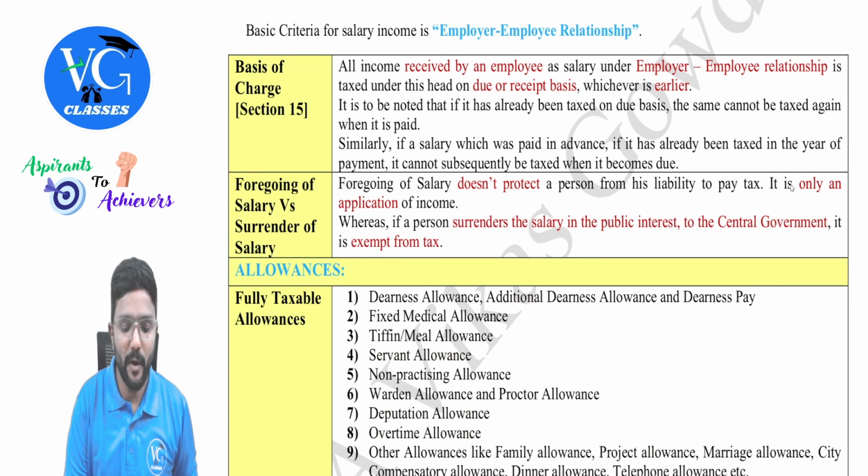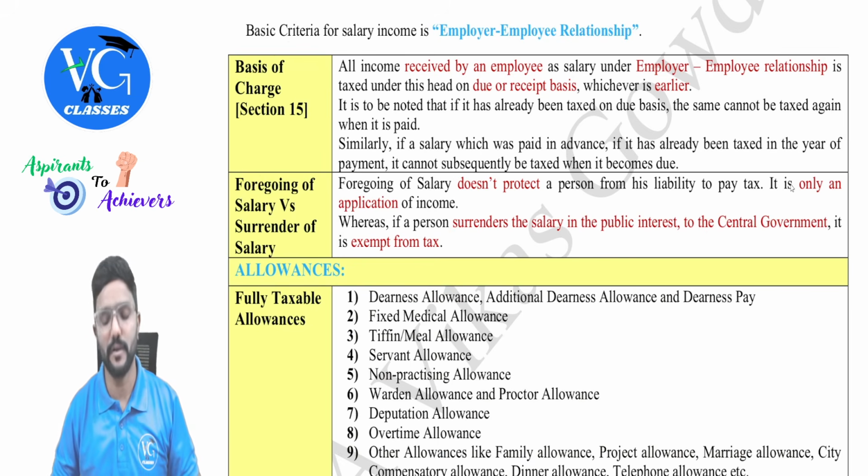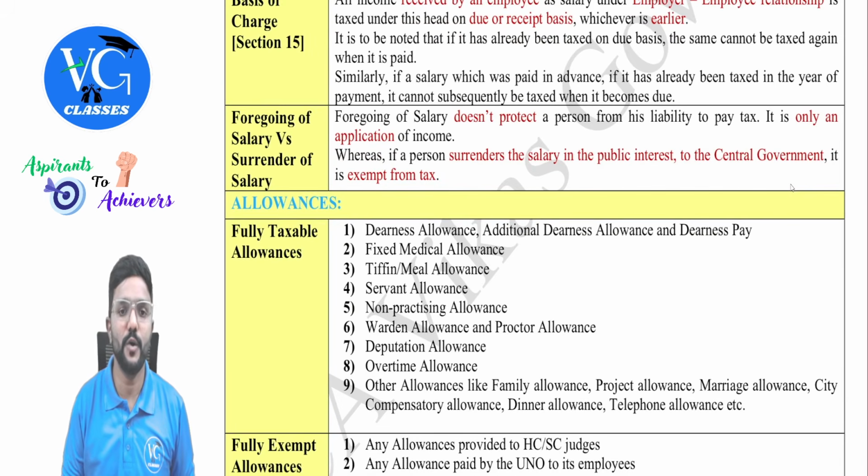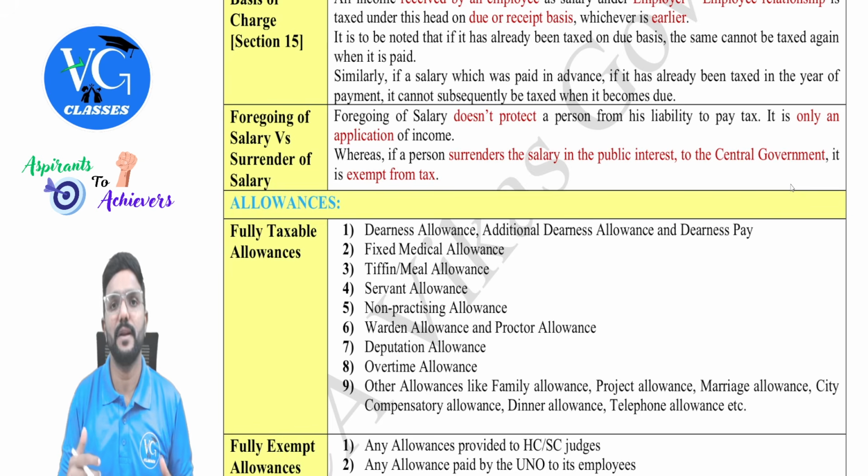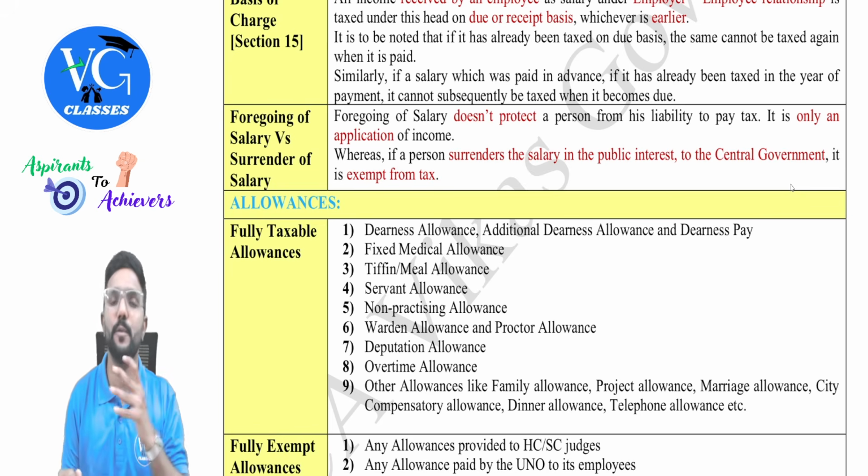Okay. Section 15, I already covered it. Then there is a difference between foregoing of salary and surrender of salary. Sir, what is it? Foregoing of salary will not protect me from paying taxes, guys. I have to pay tax on it.